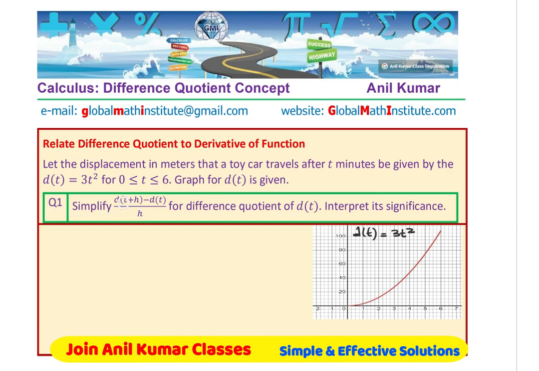Question 1 is: simplify this expression, which is called the difference quotient expression. Let me rewrite this. It is d of t plus h minus d of t over h, for the difference quotient of d of t. So when I say d of t plus h, basically in the function, we replace t with t plus h. So what we get is 3 times t plus h whole squared, minus 3t squared, over h.